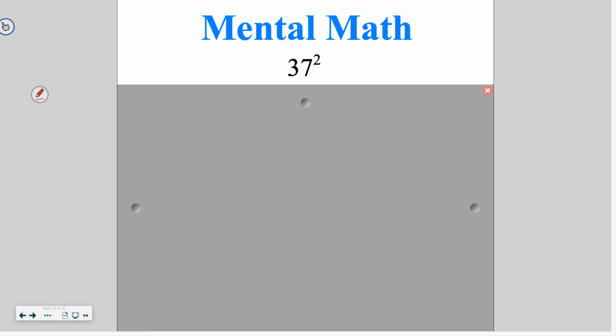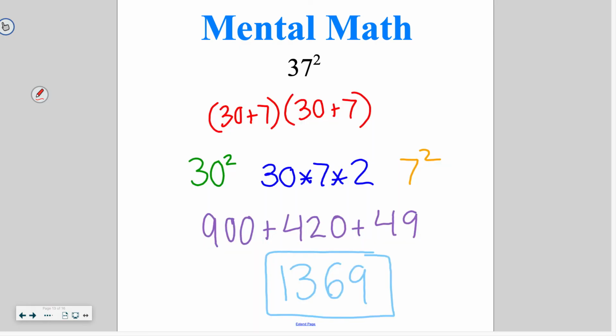Go ahead and try this one on your own. Again, you can break this down. 30 plus 7 is going to give you 37. Square the 30, multiply and then multiply by 2, square the 7, gives you a final answer of 1,369. So that's a quick way we can use mental math to help us solve for the square of large numbers.